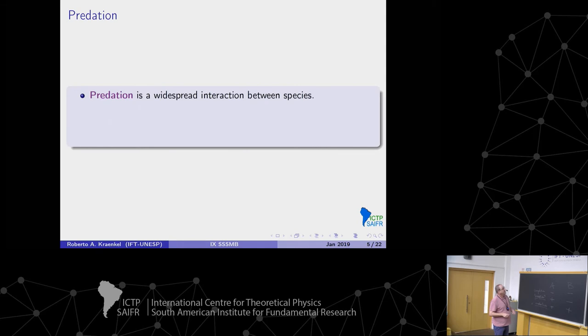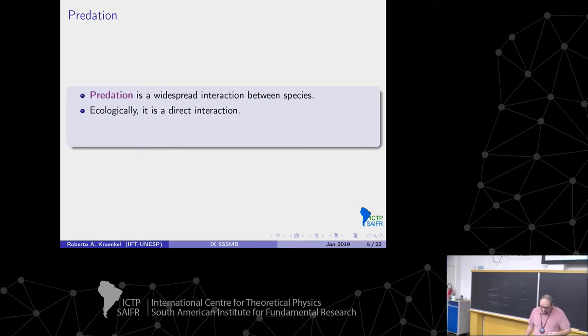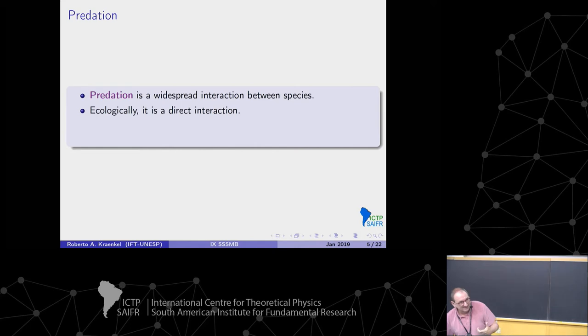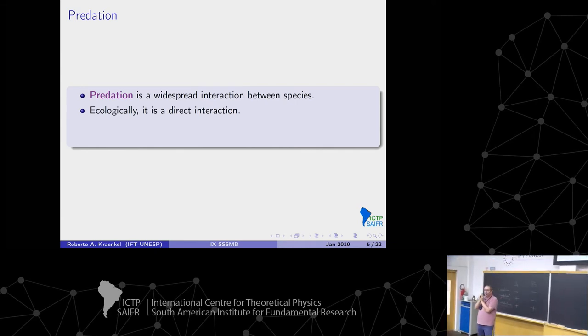So, predation, which is widespread, and it's a direct interaction. So let me stress this again. As I told you, we can look at interactions at the individual level or at the population level, okay? What actually exists is the lower level, the individuals, okay? And what happens to the individuals will have some consequences for the population, okay? But here we are not studying individuals. We are studying just the populations, okay?